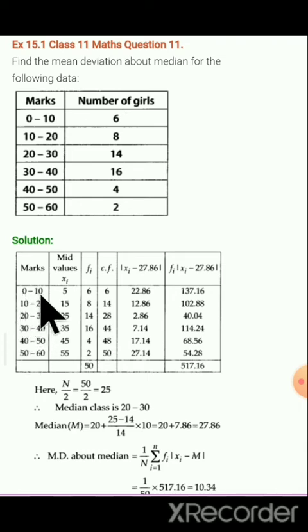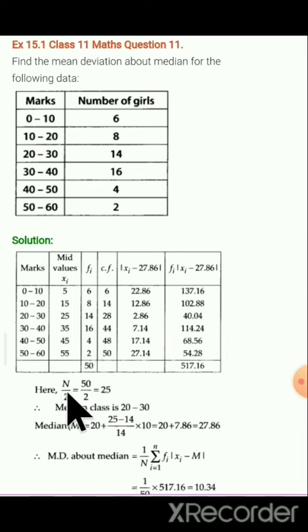So the midpoint of 0 to 10 is 5, 10 to 20 is 15, 20 to 30 is 25, 30 to 40 is 35, 40 to 50 is 45, and 50 to 60 is 55. Next, for the frequencies, first find the cumulative frequency. The first term stays as it is. For the second term, add the first and second values: 8 plus 6 is 14, 14 plus 14 is 28, 28 plus 16 is 44, 44 plus 4 is 48, 48 plus 2 is 50.